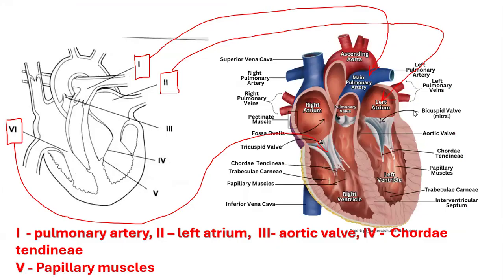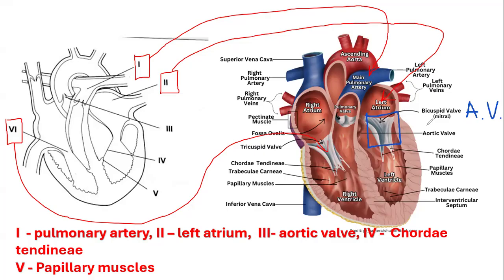It's the mitral valve, right? Or the bicuspid valve? This is what we call the atrioventricular valve. So when you see AV valve, that's what we mean. We're talking about this one. That makes sense to you? So the AV valve is the mitral valve, or the atrioventricular valve. That makes sense? Yeah.